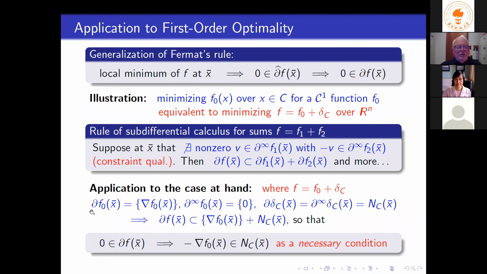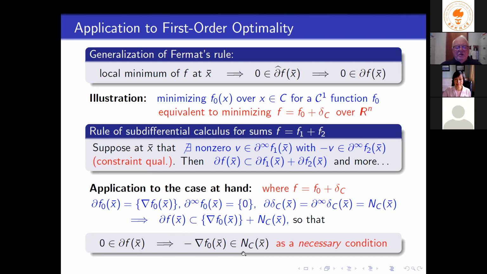we have a lot of special features. Because this function f0 is differentiable, its subgradient set is a singleton at this point. And because it's Lipschitz continuous locally, its horizon vectors set is just the 0 set. So that's going to make all this be satisfied then. There can't be any non-zero. And then in the case of the indicator function, we have, just as we said here, the normal cone at that point. And so all the conditions are satisfied, and we conclude that this is included in the sum of these two sets. And that means that this condition has been specialized into this necessary condition.